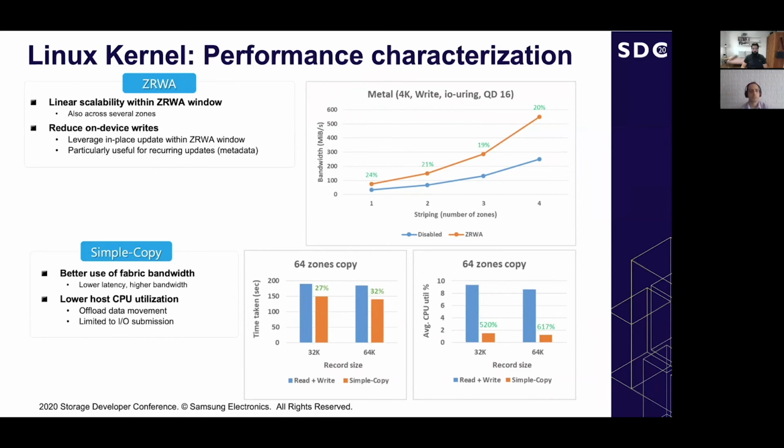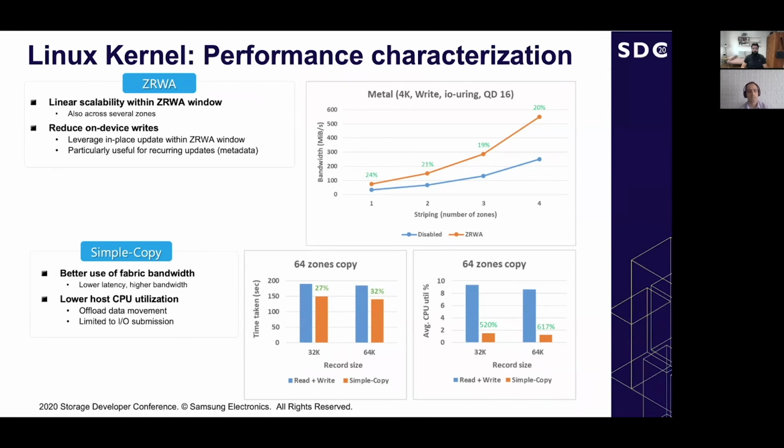The bottommost 2 plots are for simple copy. In this experiment, 64 zones are being copied, either via a combination of read and write, or via the simple copy command. Compared to read and write, simple copy saves about 30% of the time, and the host CPU consumption also goes down by about 500%.